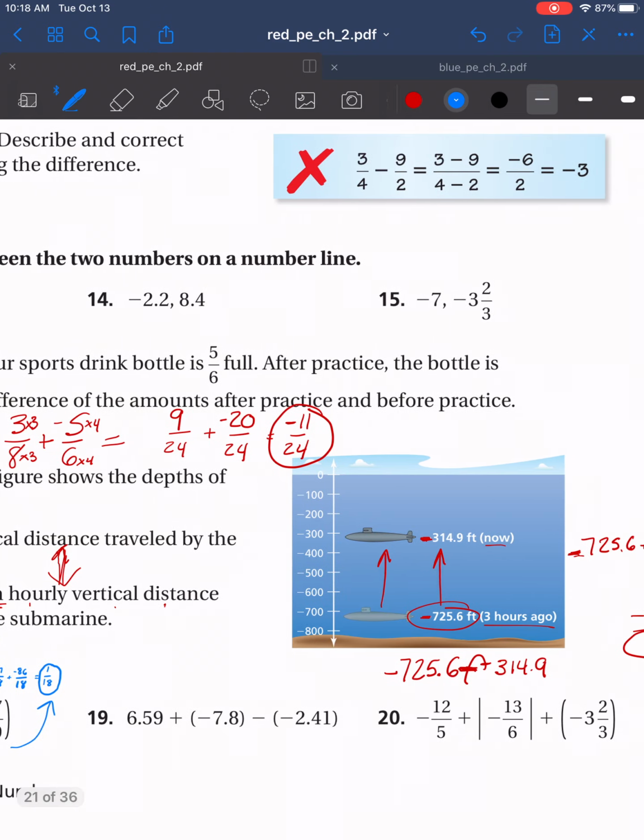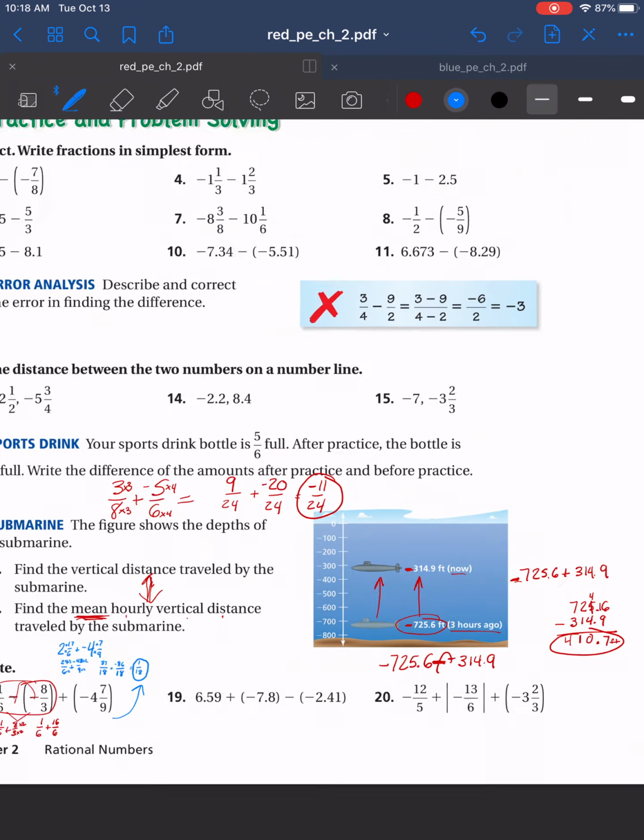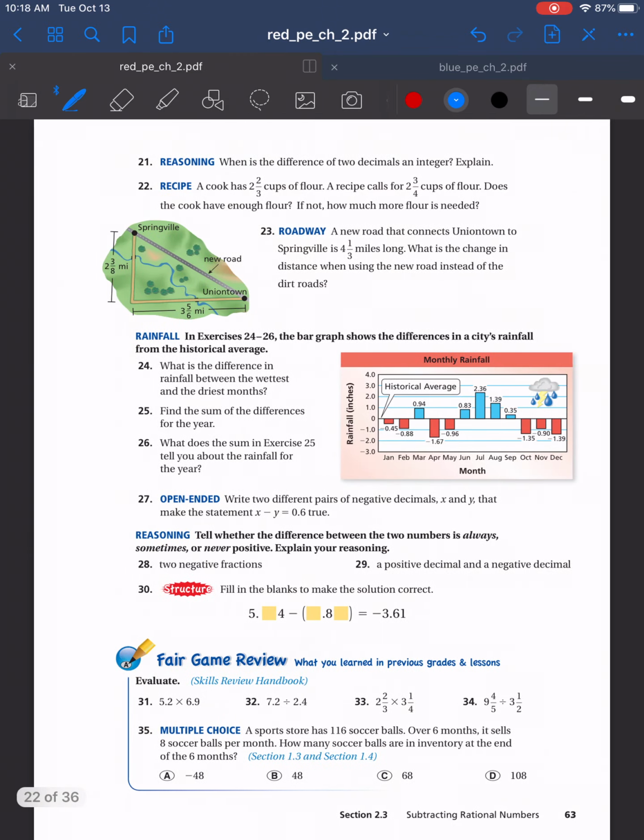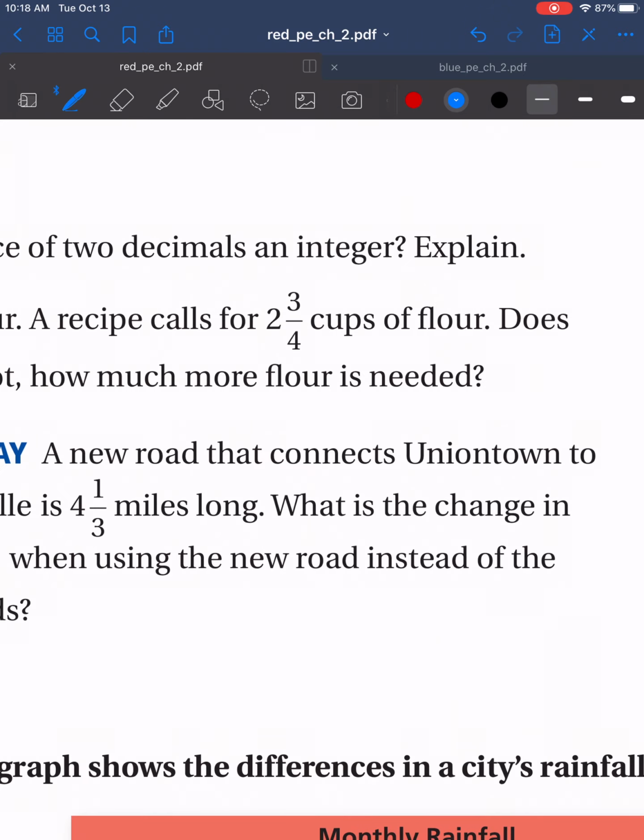I want you guys to do 19 and 20 on your own, okay? Try those, see how you do. Now we'll go to the next page. So your homework was through 23. 21, 22, and 23. I want you guys to try these ones on your own, okay? They're really not that bad. 21 says, when is the difference, so subtract, of 2 decimals an integer? Remember, integer means a whole number that is positive or negative, okay?